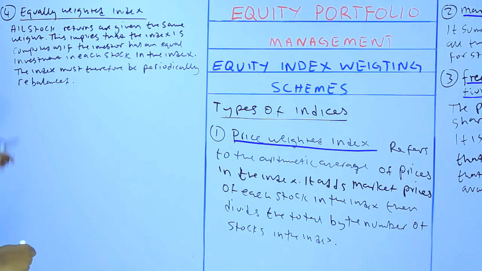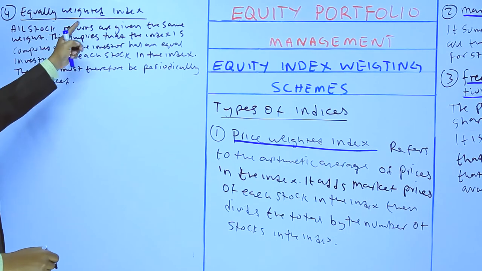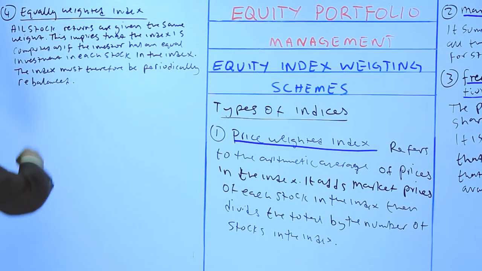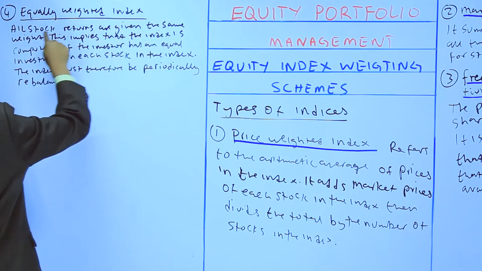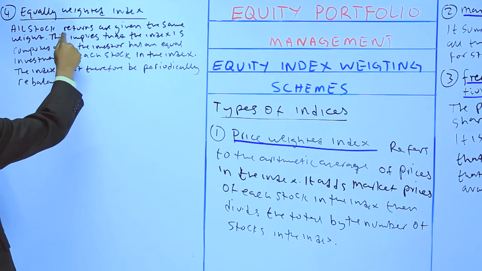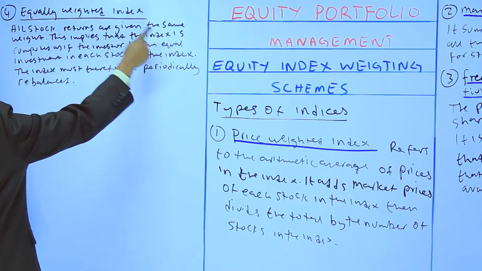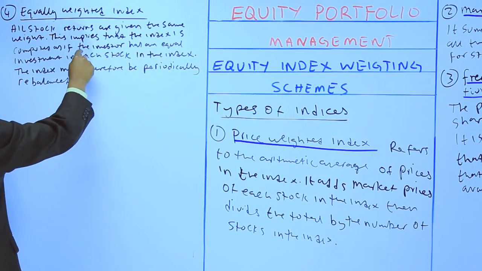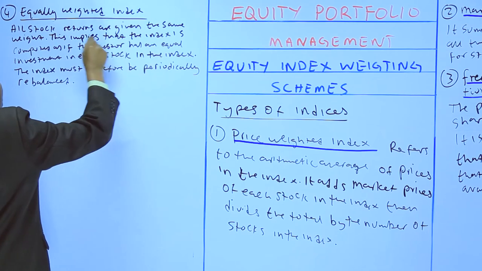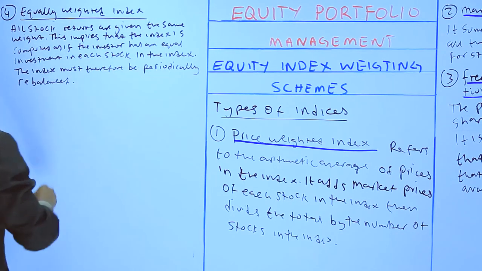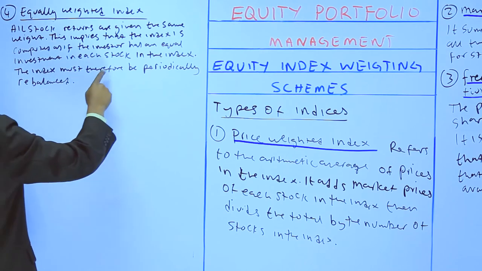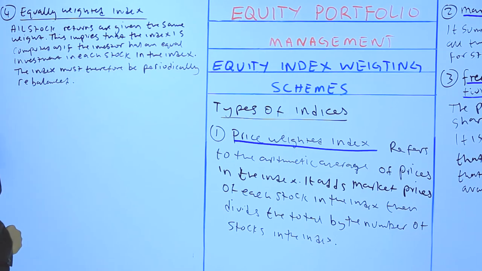Now, what are we saying about equally weighted index? We're saying that all stock returns are given the same weight. And this implies that the index is computed as if the investor has an equal investment in each stock in the index. The index must therefore be periodically rebalanced.